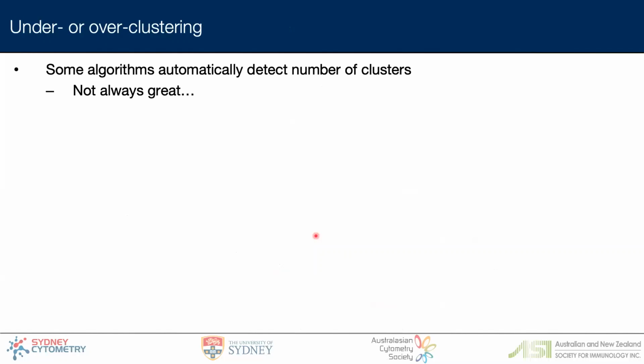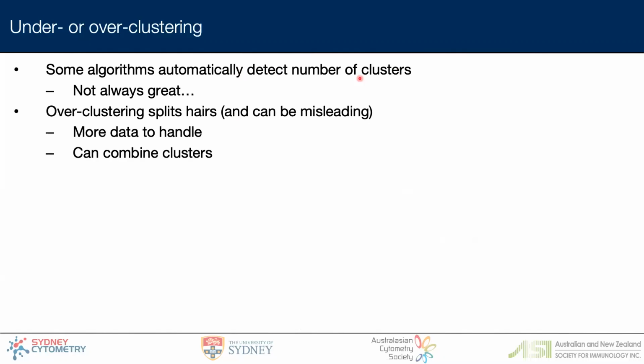So another big issue that I know I have come across, and I think multiple others with these, is under or over clustering and trying to detect the correct number of clusters. And I use that term very loosely. Some of these algorithms are able to automatically detect the number of clusters. In my personal experience, I found them not to be that great. There's multiple different reasons why that could be. But the other options are, of course, under and over clustering.